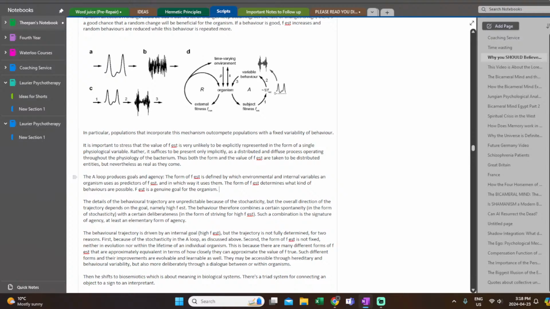Okay. The form of F est determines what kind of behaviors are possible. Yeah, okay. F est is a genuine goal for the organism. Notice that this is capital F est. Is there a difference? No, it's capital because it started the sentence. Yeah, so its own subjective estimate of fitness, which is supposed to correspond to its true fitness, is something that exists in a sense like a priori. And the form of its fitness estimate determines what the organism will do.